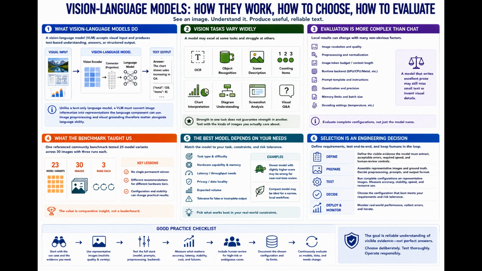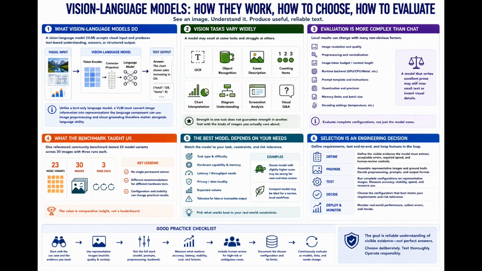One referenced community benchmark tested 23 model variants across 30 images with 3 runs each. Its useful lesson was not one permanent winner. It found different recommendations for different hardware tiers and showed that configuration and stability can change practical results.